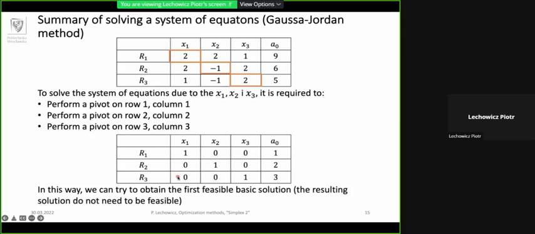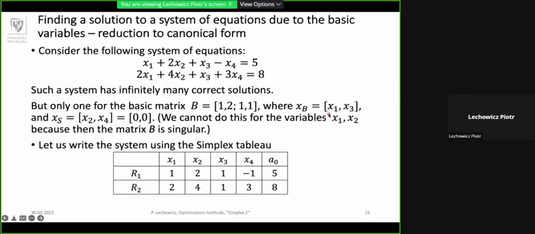And in this way, we can try to obtain the first feasible basic solution. As I mentioned, the solution may not be feasible because one of the variables might be lower or equal than 0, but we will not consider such an example during this course. So to find a solution to a system of equations, we have to reduce the system of equations to the canonical form due to the basic variables.